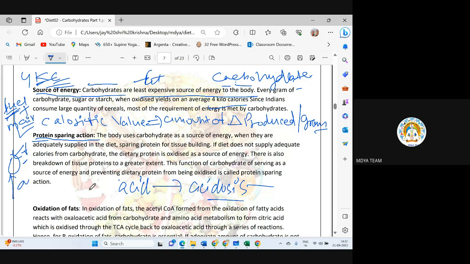If carbohydrate is not present, our body uses muscular protein. That's why people who don't have availability of food, who are starving, their bodies slowly start shrinking, their muscles start shrinking, because the body is using those muscles to produce energy. So this is also the protein sparing action of carbohydrate.